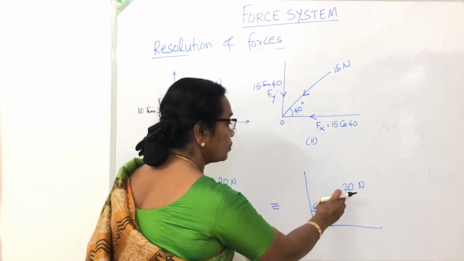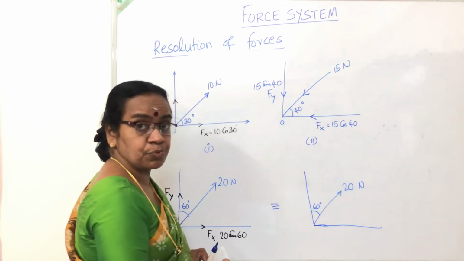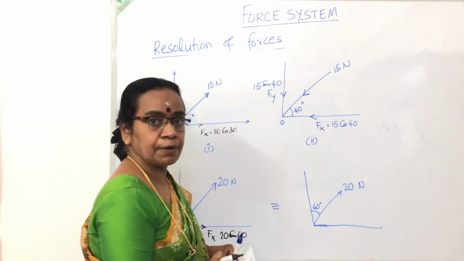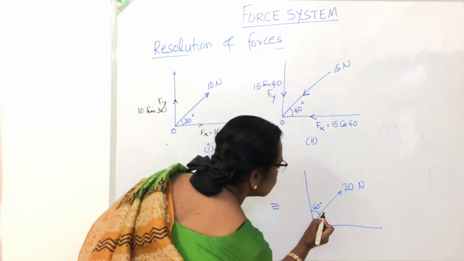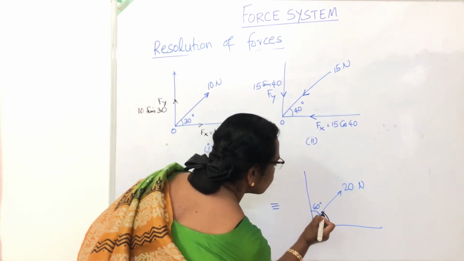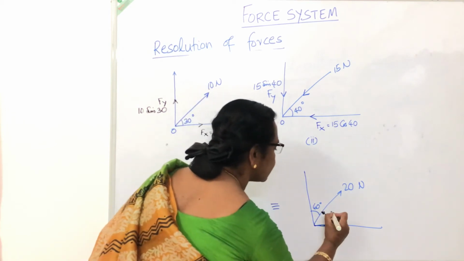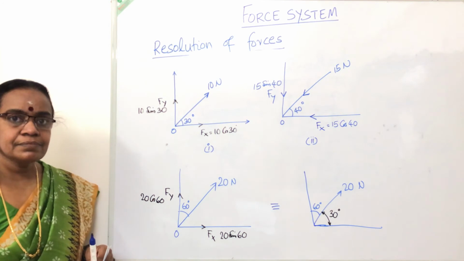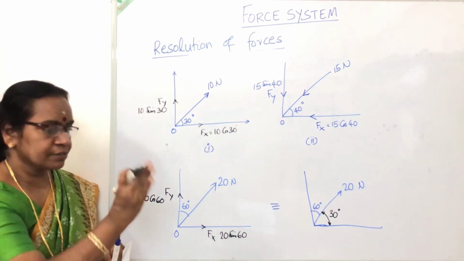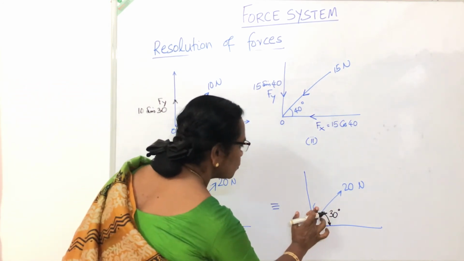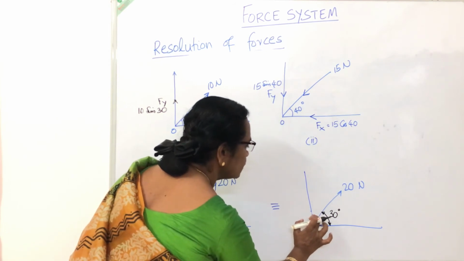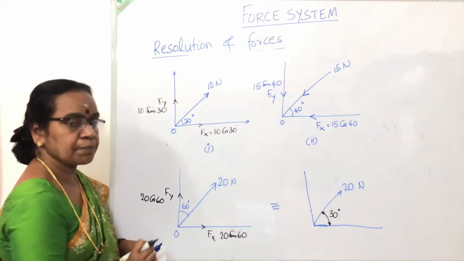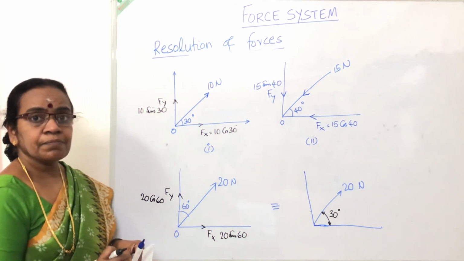Next, in some textbooks or some teachers teach it like this. If this is 20 Newton making an angle 60 degrees with vertical, they will always convert it to the angle with horizontal. If this is 60, the remaining angle is going to be 90 minus 60, 30 degree. The angle with vertical is converted into angle with horizontal. So now the angle is 30 degrees with horizontal. Both are one and the same.